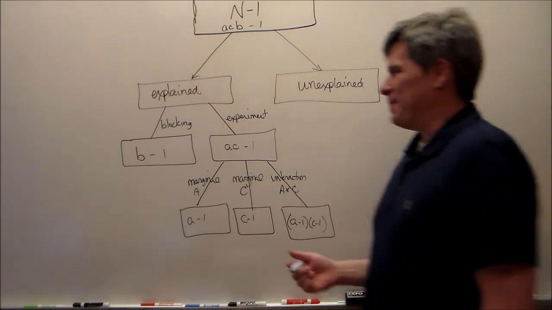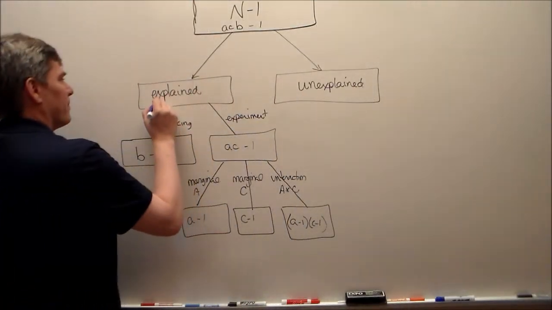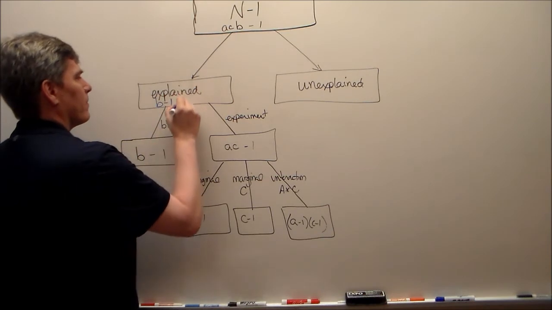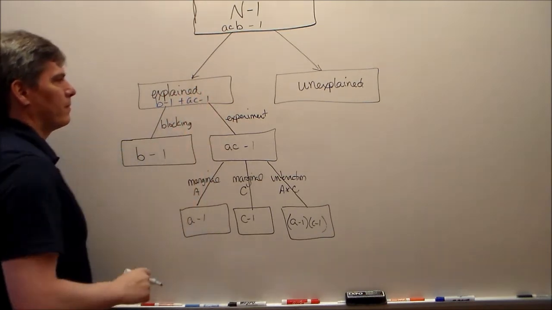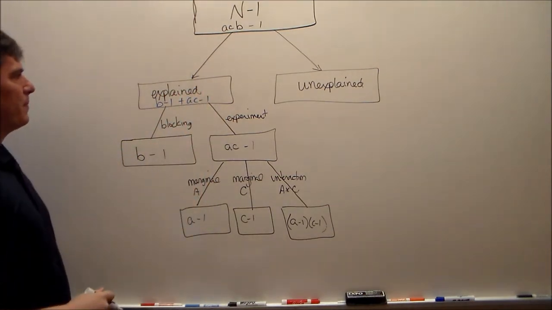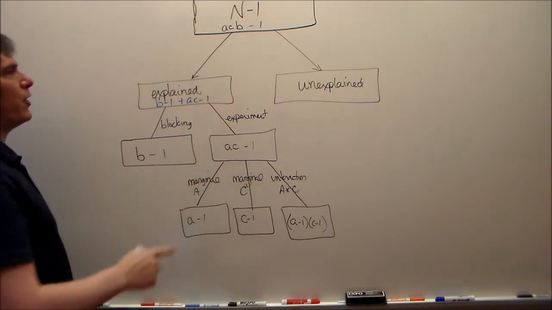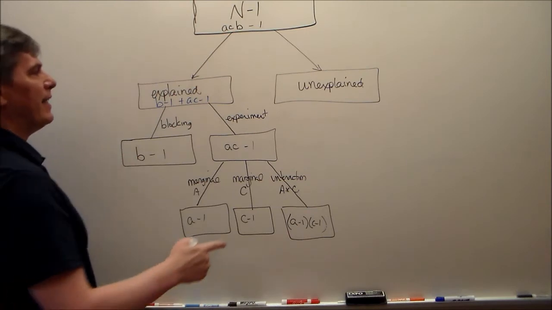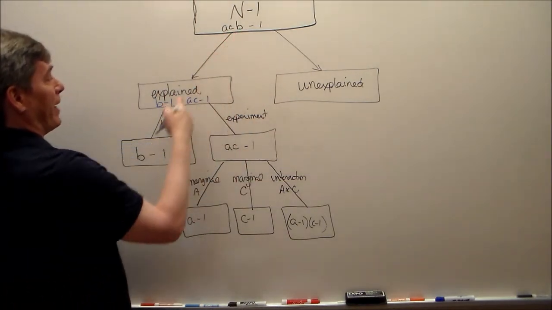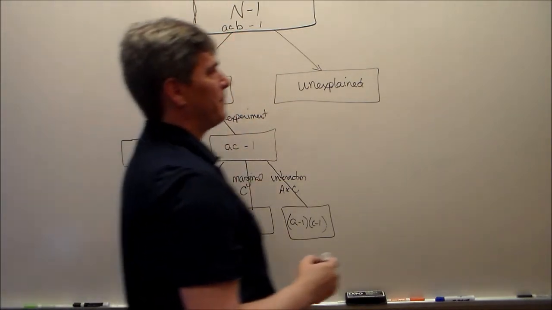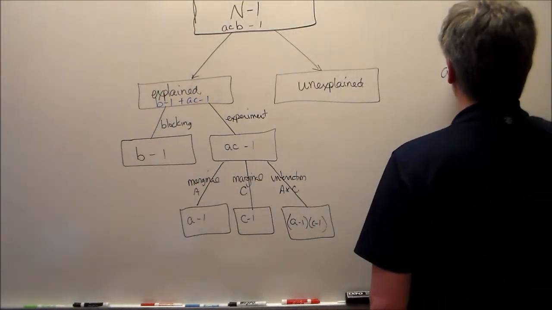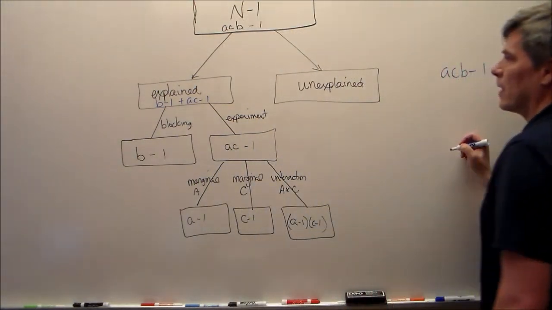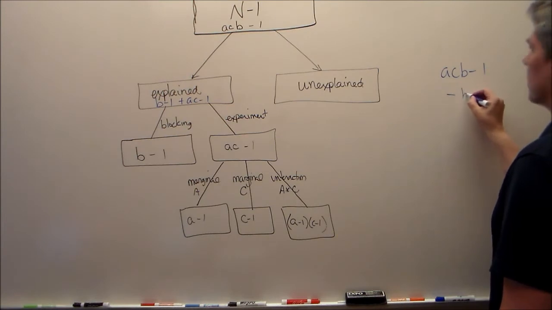It's nothing special. That's it. Now let's look at the unexplained. Well, since we are partitioning, the unexplained is just the total degrees of freedom minus what we've explained.